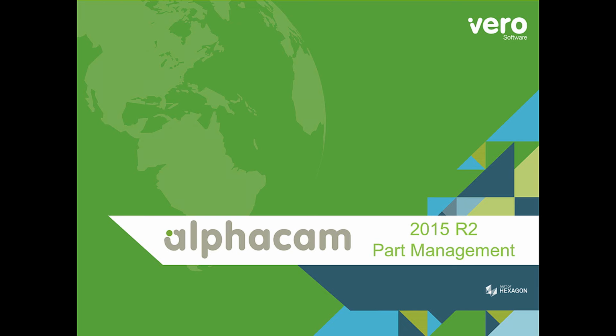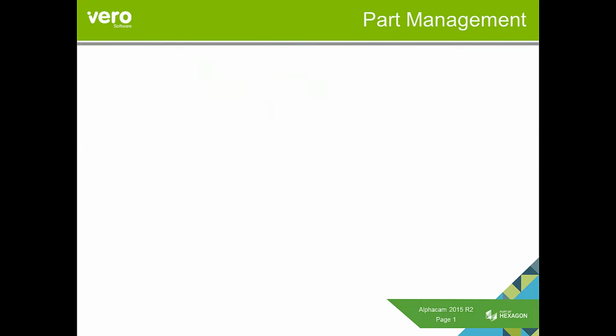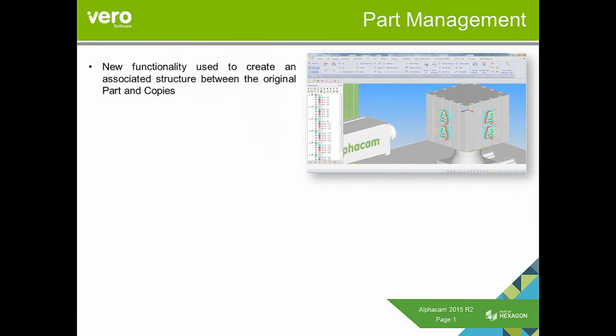This is a presentation on the new features within Alphacam 2015 R2. This presentation is to deal with part management. We have a new functionality that's been introduced to create an associativity between a part and its copies.